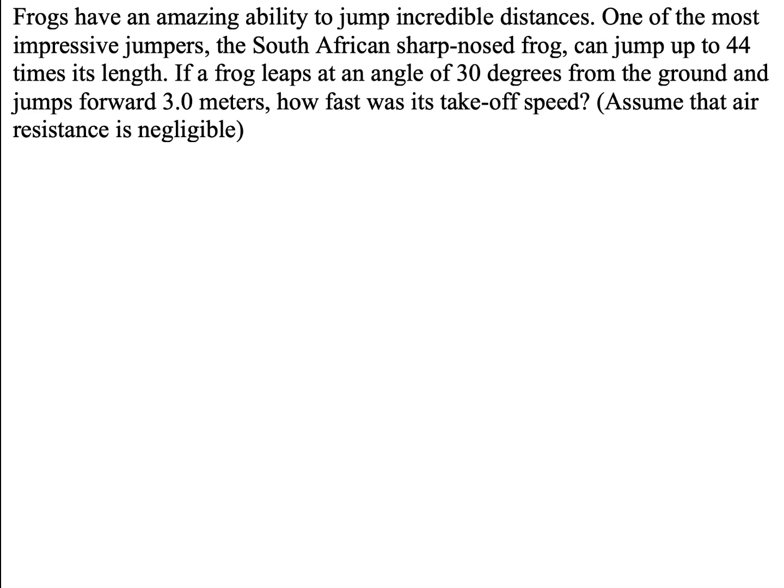Whenever we want to solve one of these projectile motion problems, a good place to start is to draw a picture. So here's a picture of our frog jumping at some initial velocity v initial, which we don't yet know, and it leaves the ground at an angle theta from the horizontal, and we know that theta is equal to 30 degrees. Then we know this frog is going to take a nice parabolic path, and it's going to land 3.0 meters from where it started. And our job is to figure out how fast this frog was going when it leapt.